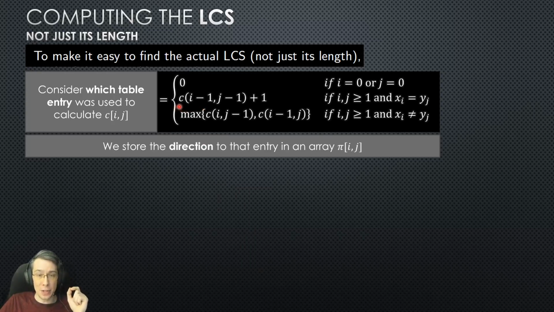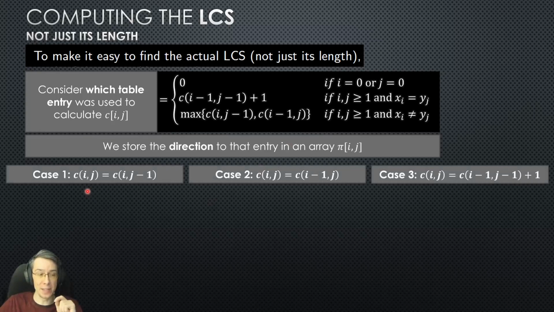So C[i,j] might either be computed from C[i-1,j-1], if we're in this case, if xi is equal to yj, or it might be one of these two cells, C[i,j-1] or C[i-1,j]. So we have 3 different cases, and we're going to store information in pi[i,j] that tells us which cell, which entry in C was used to help us compute this entry, C[i,j]. So pi here represents the predecessor, the previous cell that we're coming from to get to this cell. So it'll be one of these 3 cells.